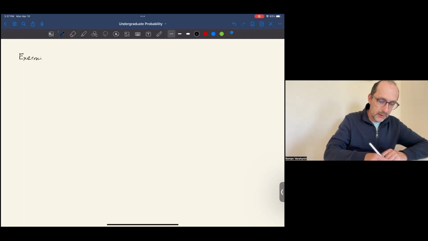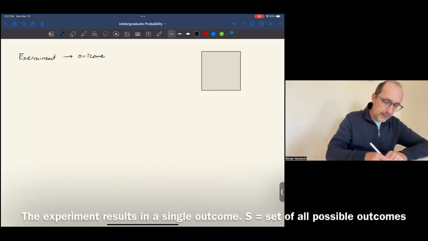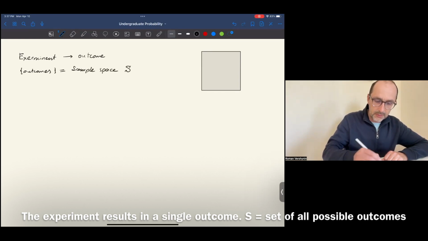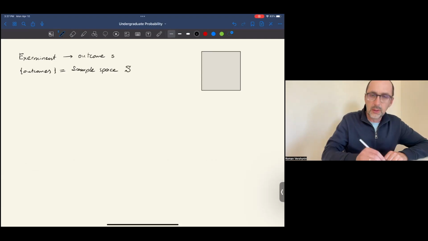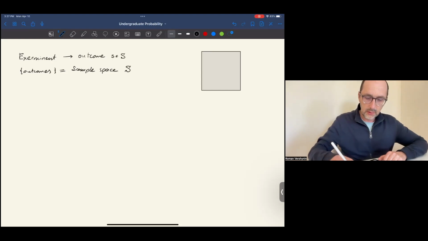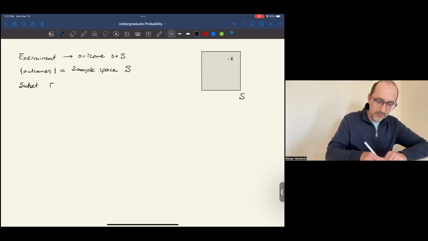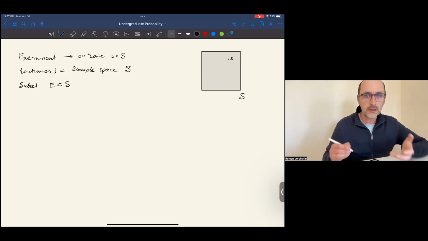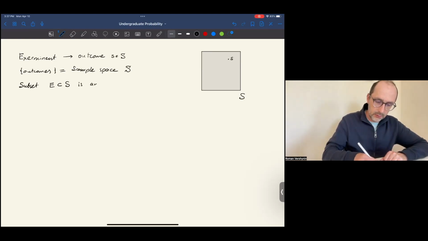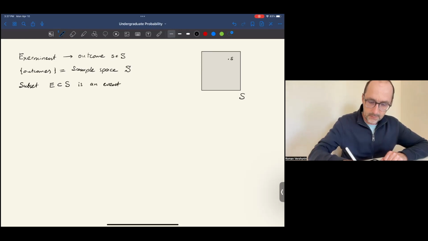We're conducting an experiment. The set of all outcomes is called the sample space, and is usually denoted capital S as opposed to little s that denotes the outcome. Any subset of the sample space, in other words, any collection of outcomes, is called an event.